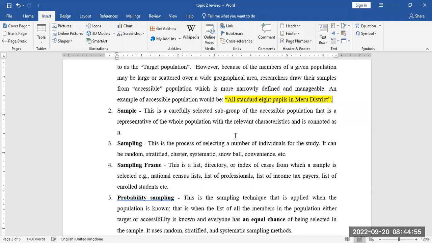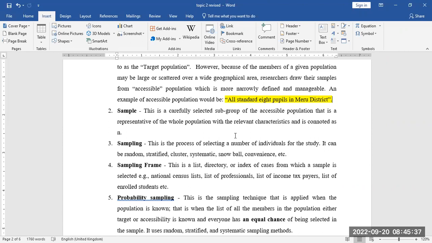So a sample is a subgroup of the accessed population that is representative of the whole population. Let me give another example. Suppose in this class, I want to know why people are not coming to class. Now this class becomes my population, and I cannot go asking everybody why they are not coming to my class. So I can select 3 people at random and ask them, and whatever information they give me becomes the answer that I'm seeking.